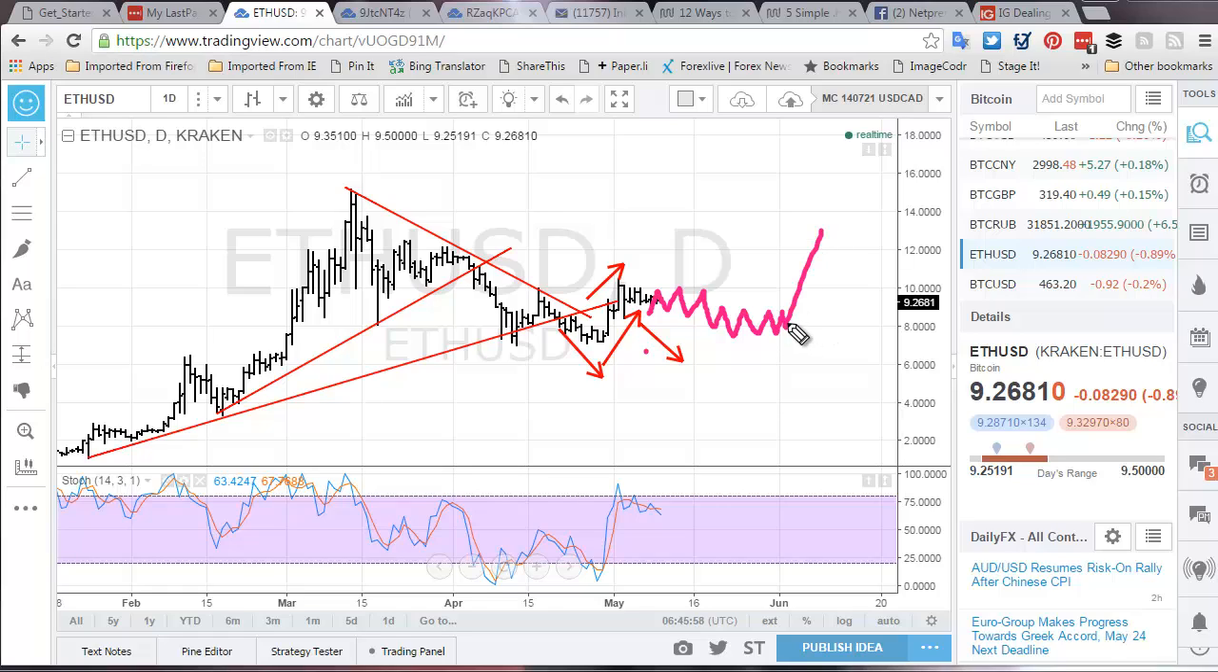So I'm absolutely not looking at trading Ethereum. I'd far rather be mining it and holding it, which is what my strategy is on Ethereum.